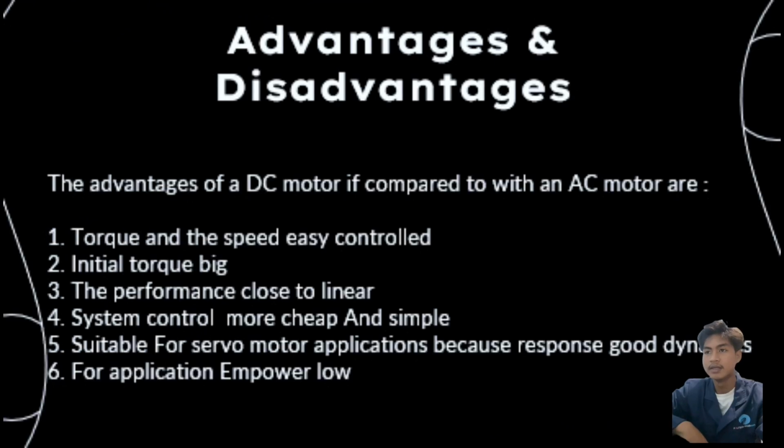Advantages and disadvantages. The advantages of a DC motor compared with an AC motor: 1, torque and speed are easily controlled. 2, initial torque is big. 3, the performance is close to linear. 4, the control system is relatively cheaper and simpler. 5, suitable for servo motor applications because it is responsive, with good dynamics. 6, for low power applications, the DC motor is cheaper than an AC motor.